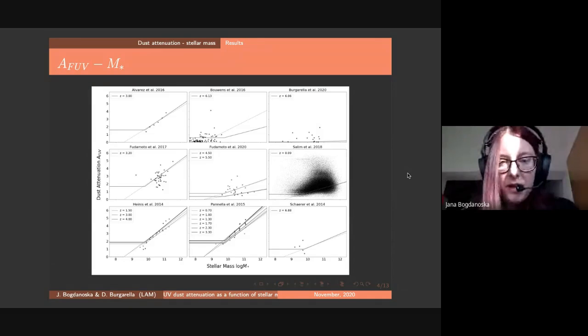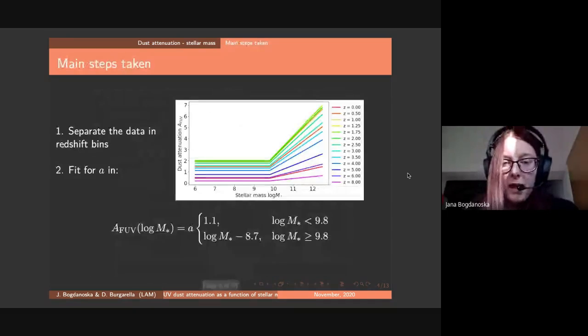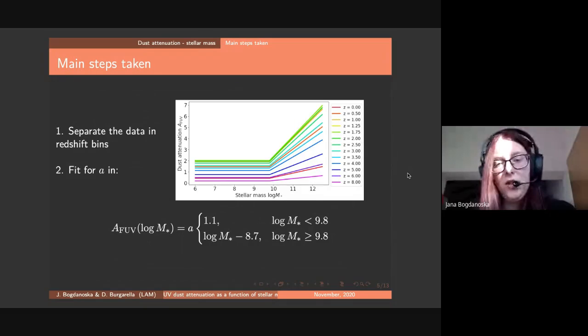So you can see here that we chose a function that is a line, similar to the consensus. However, with the difference that this line becomes flat at some point. And the explanation for this I will give you a little bit later. And also, I want to point out while I'm still on this plot that even if we use a line, so if we do not decide to make this function flat for lower stellar masses, the fits in most of the cases look more or less the same. So, as I already mentioned, the first thing we did in our work was to separate the data in redshift bins.